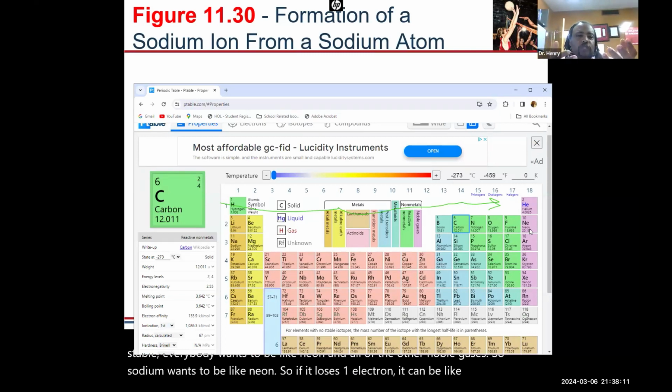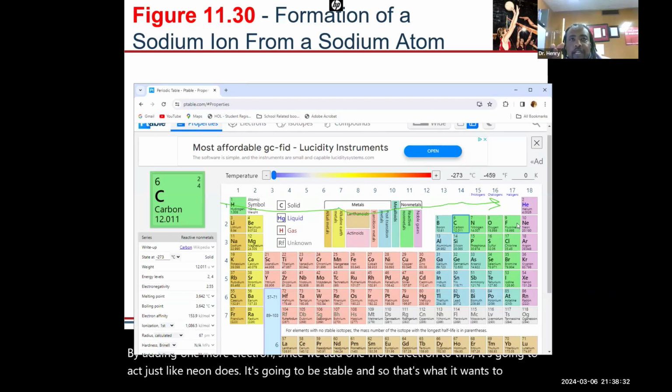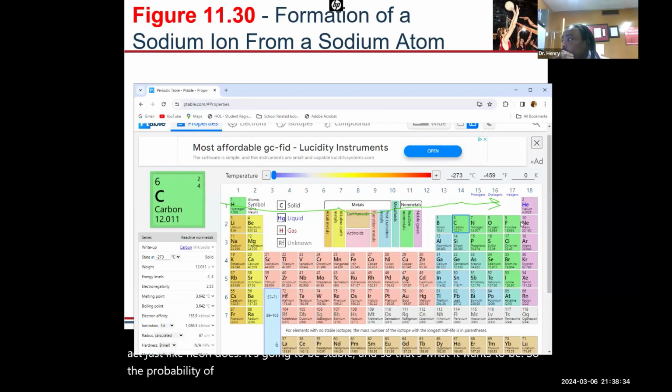So it wants to lose an electron, whereas other elements like fluorine are one away from being neon by adding one more electron. Since we add one more electron to this, it's going to act just like neon does. It's going to be stable, and that's what it wants to be. So the probability of it losing an electron when it's only one away from being like a noble gas is going to be really low, because it's going to be trying to hold on to all of those electrons.